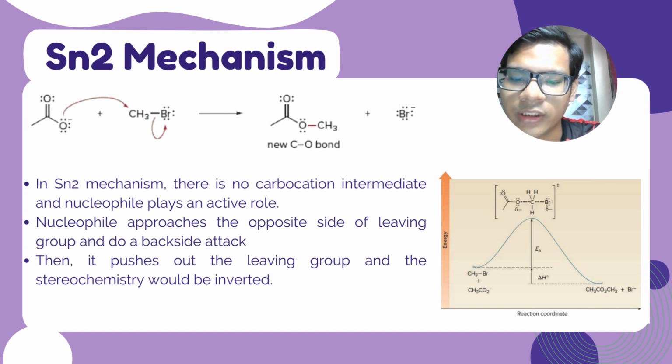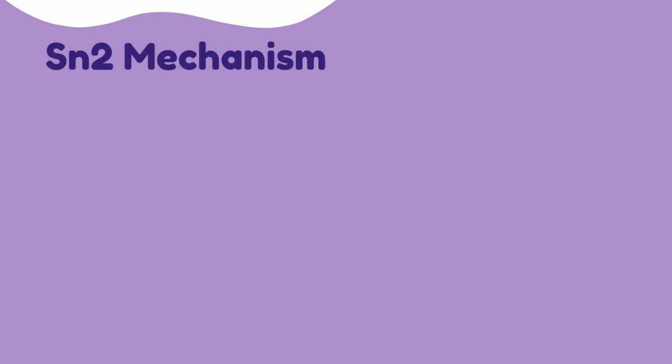So the front side attack results in retention of configuration around the stereogenic center. Thus, the SN2 reaction will only proceed with a backside attack of the nucleophile, which results in inversion of configuration at the stereogenic center.